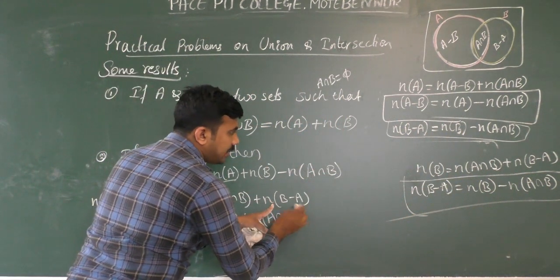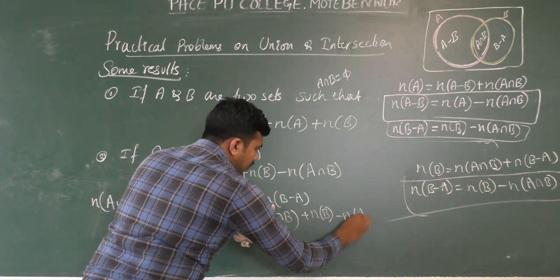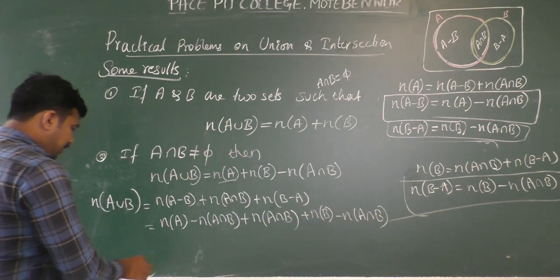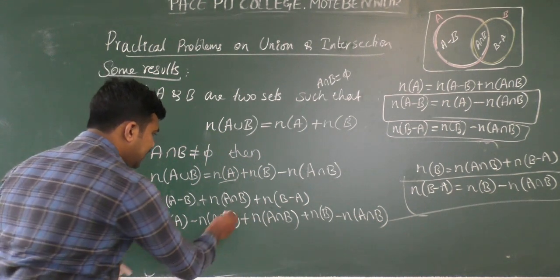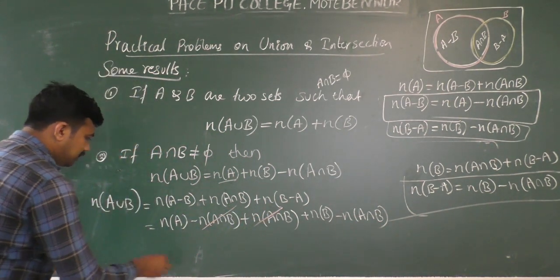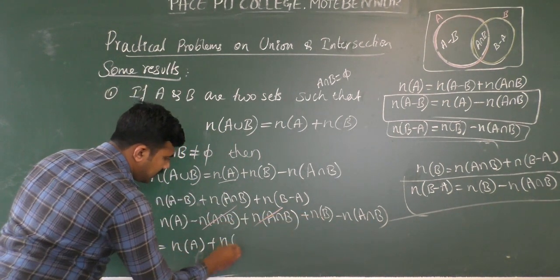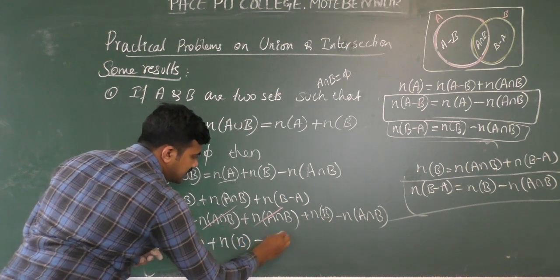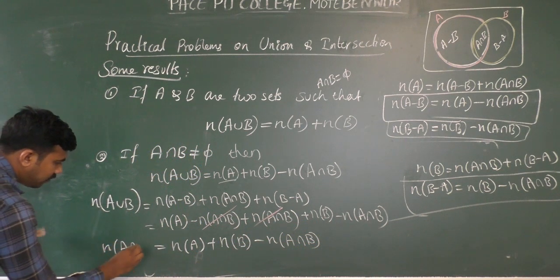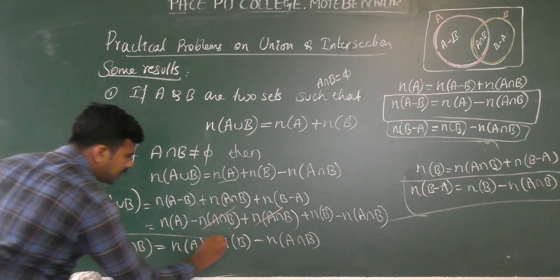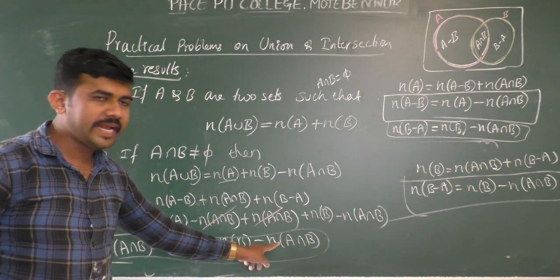Number of element of B minus A is nothing but number of element of B minus number of element of A intersection B. Now you can observe here, number of element of A intersection B, negative you have, and positive, it will get cancelled. So what remains is n of A plus n of B minus n of A intersection B. So at the end what you got: n of A union B is nothing but n of A plus n of B minus n of A intersection B.